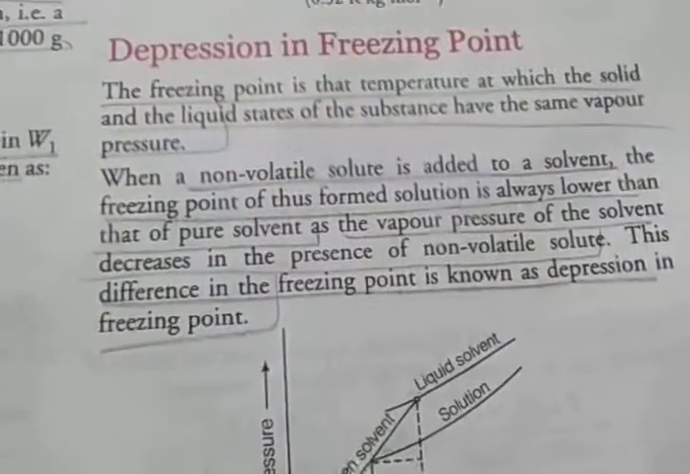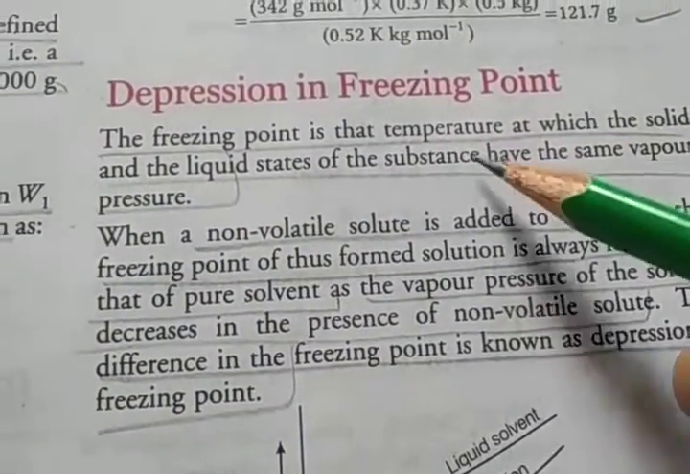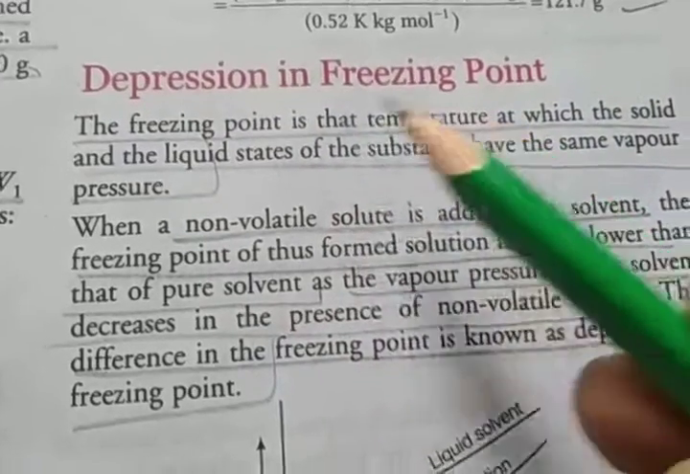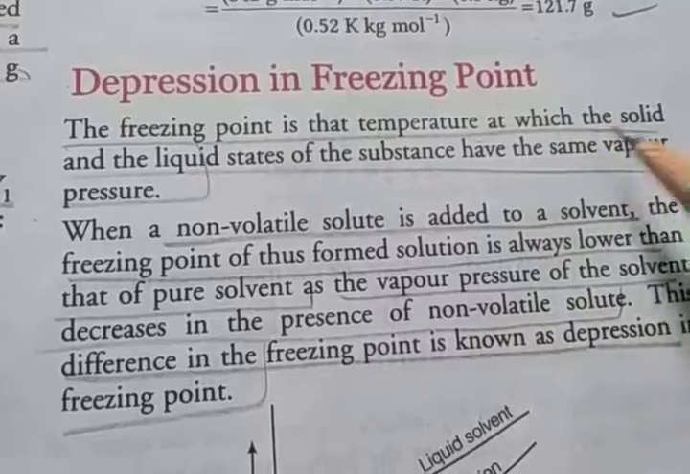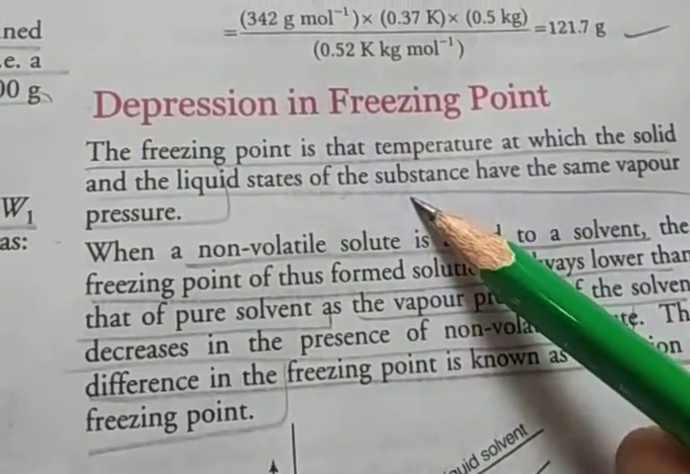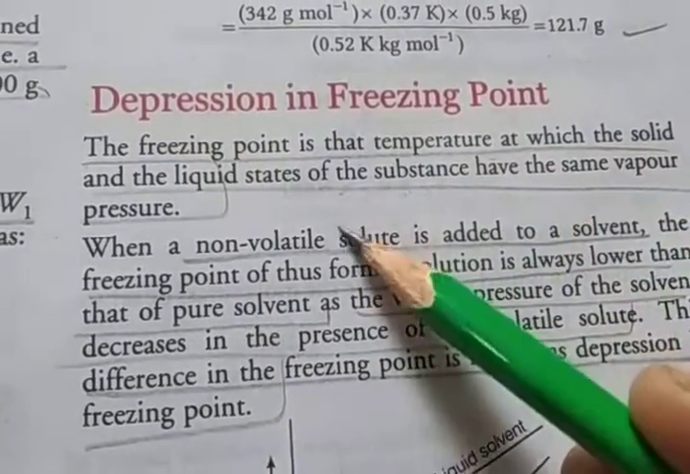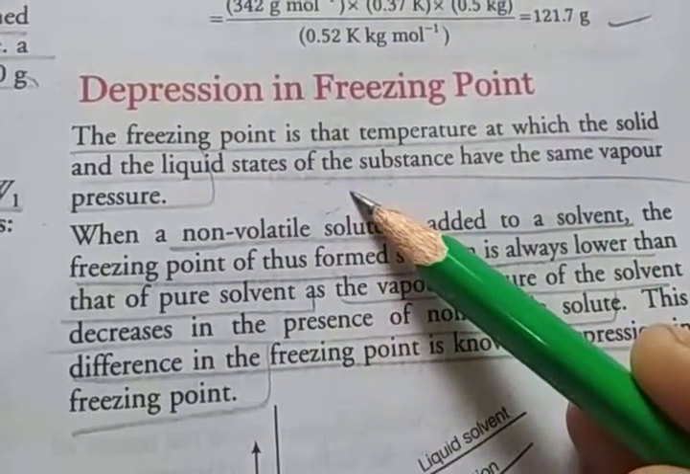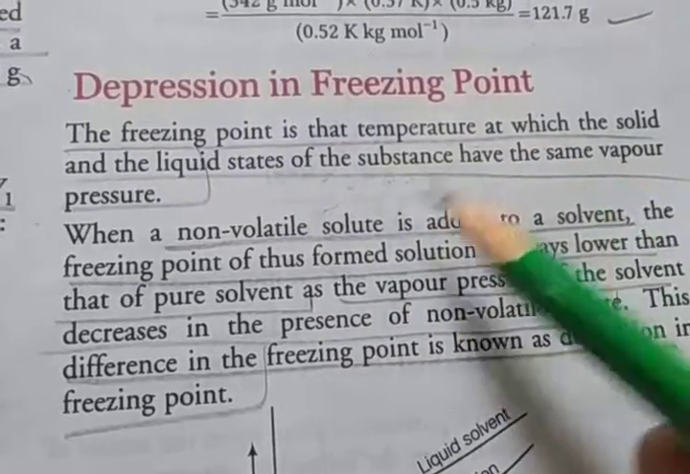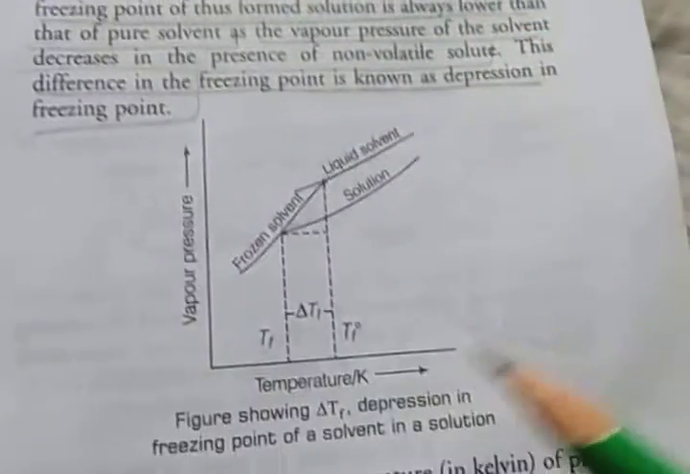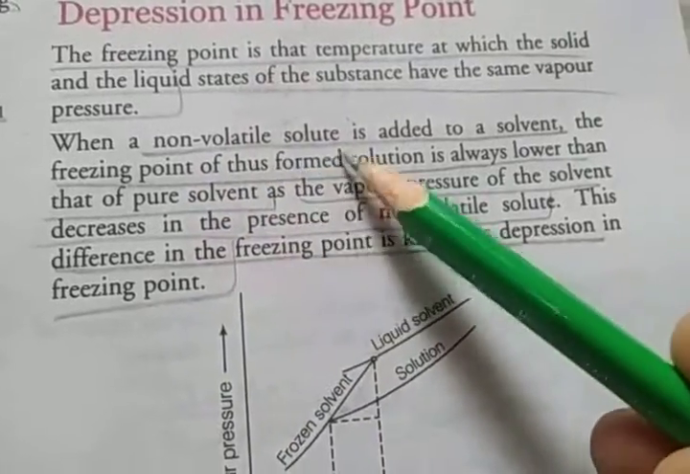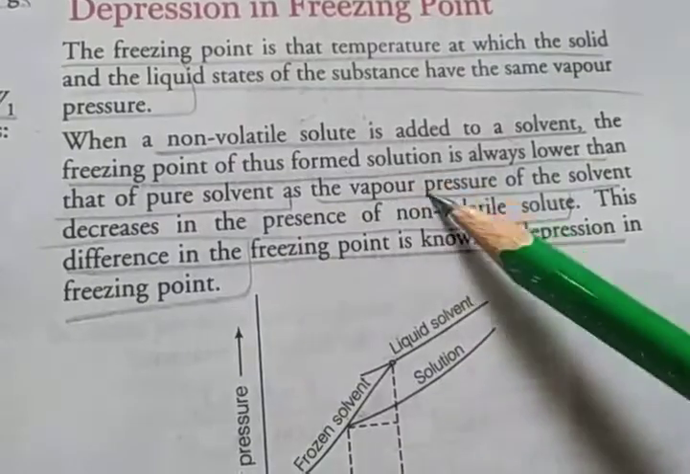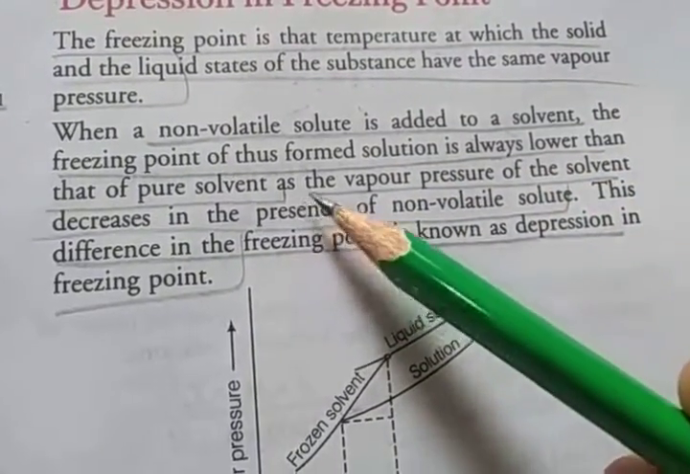Then next, the third colligative property is depression in the freezing point. First you should know what the freezing point is. Freezing point is that temperature at which the solid and liquid states of the substance have the same vapor pressure. Here you see, whenever a non-volatile solute is added to the solvent, the freezing point of the formed solution is always lower than that of the pure solvent.